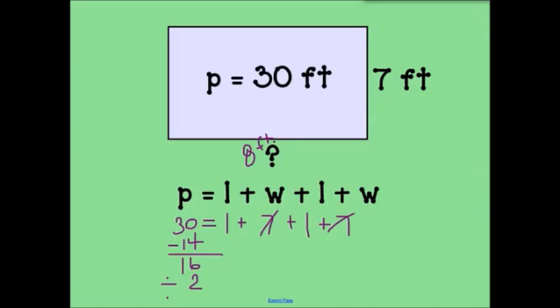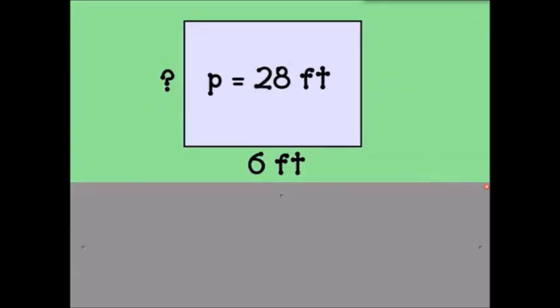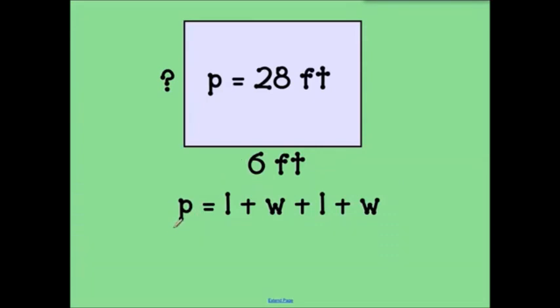All right, let's take a look at one more. Perimeter is 28 feet, length is 6 feet. So I'm going to substitute in, I know perimeter is 28 and length is 6. I don't know width. So 28 equals 6 plus some number plus 6 plus some number. So I'm going to add my 6's together. 6 plus 6 is 12. I'm going to subtract that from what I already know. And 28 minus 12 is again 16.